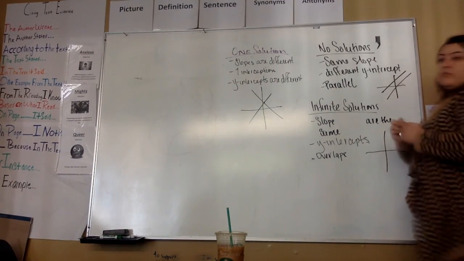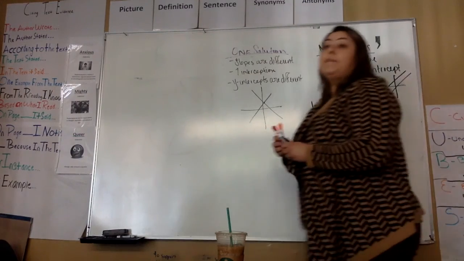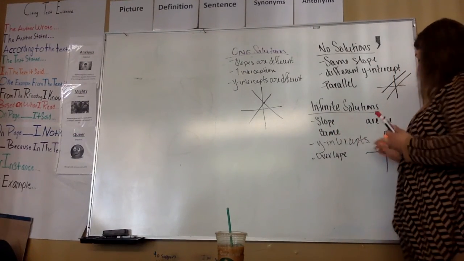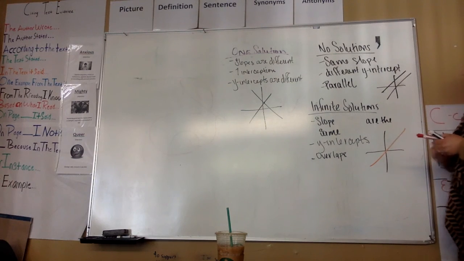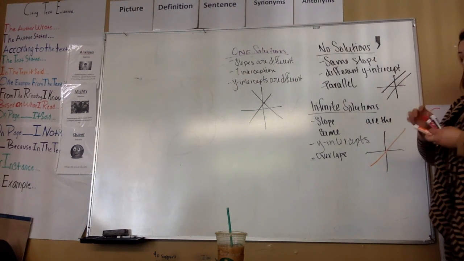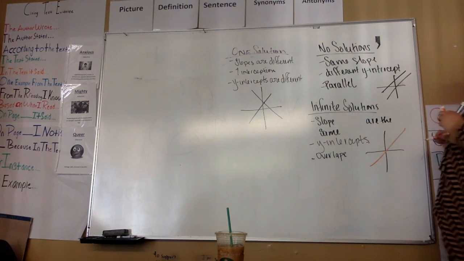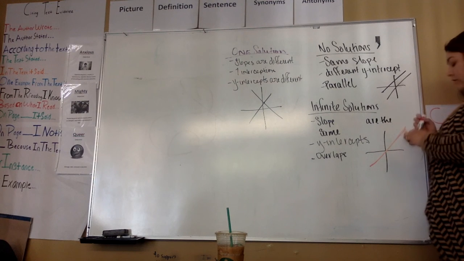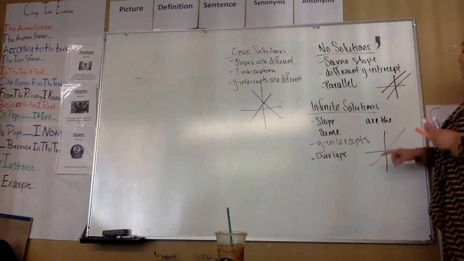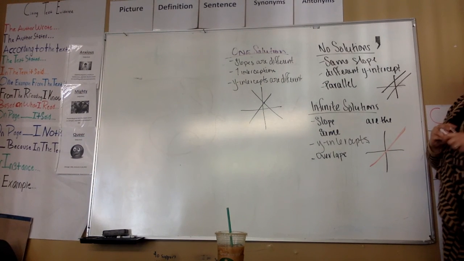They overlap. If my first linear equation is this way, and I have an infinite amount of solutions, is my line going to cross? No, it's going to be overlapping, right on top of each other, right?